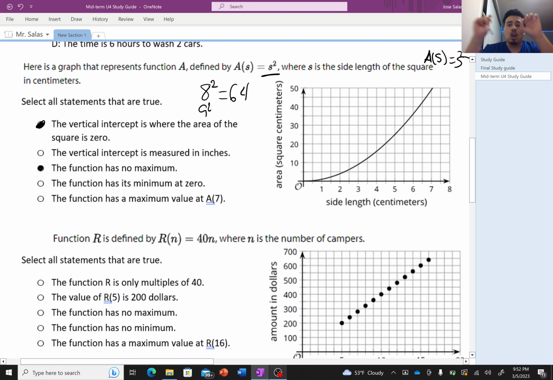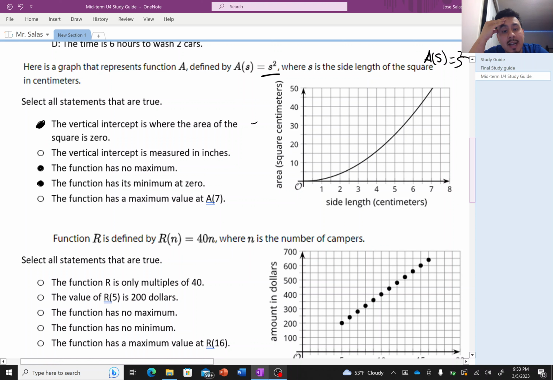The minimum is the lowest point of my graph. Basically, my lowest point on the graph is 0. If we look at the graph and go down this way, where does my graph start? My graph starts at 0 because 0 squared is still equal to 0. I can't have negative numbers, because negative 1 squared is equal to 1. It's still a positive number, so that wouldn't make sense. So the minimum is at 0. That is true. And finally, our last answer choice.